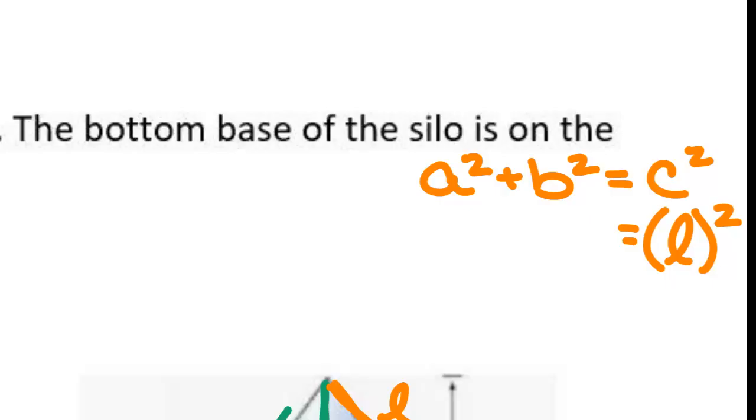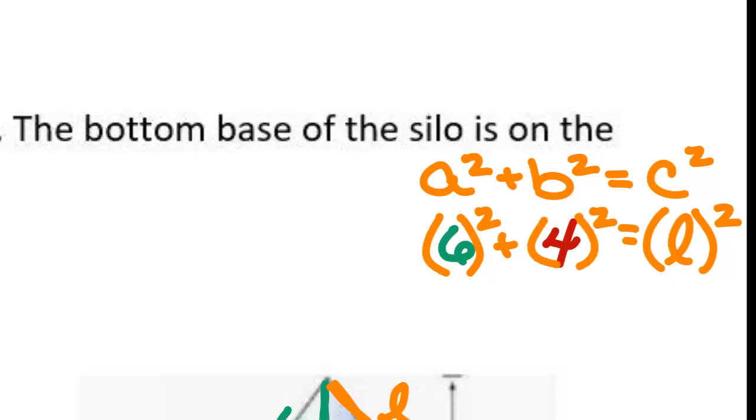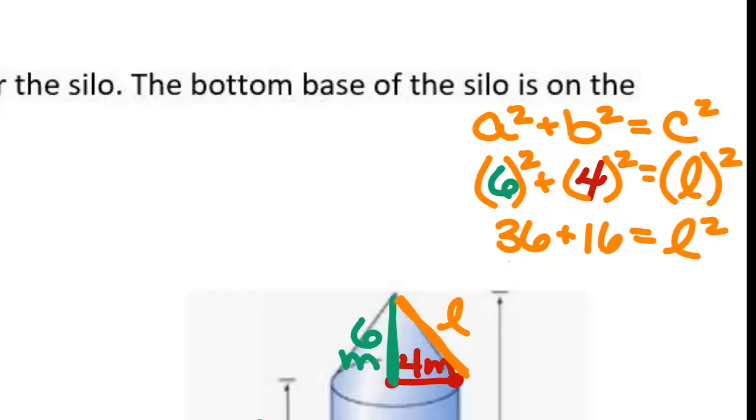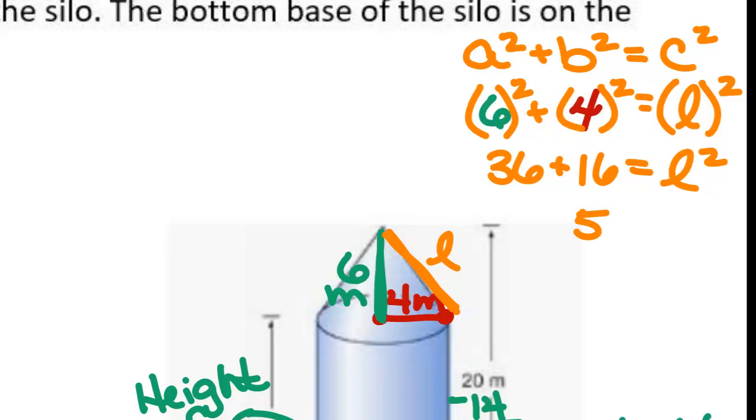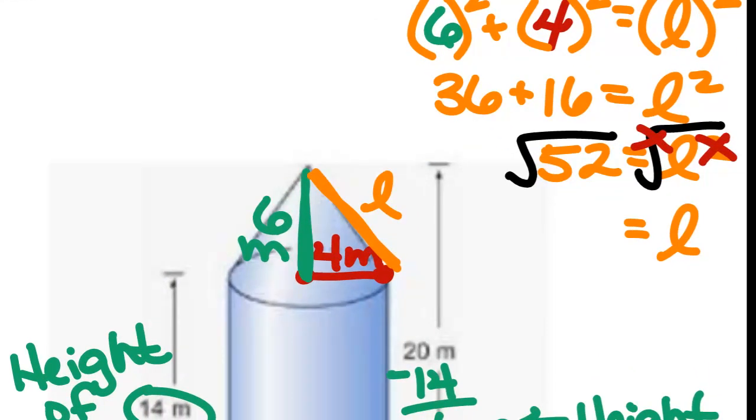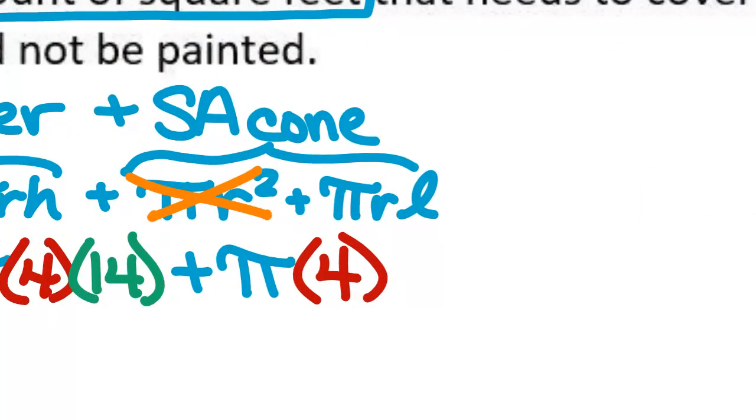All right, what goes in for A and for B? 4 and 6. 6 and 4. Does it matter which one goes where? Nope. We're going to take both of those numbers and square them. So that would be 36 plus 16 equals slant height squared. What is 36 plus 16? 52 equals my slant height squared. Then we take a square root of both sides. Over on the right, the squared and the square root cancel each other out, so I have just the slant height. What is the square root of 52? 7.211.